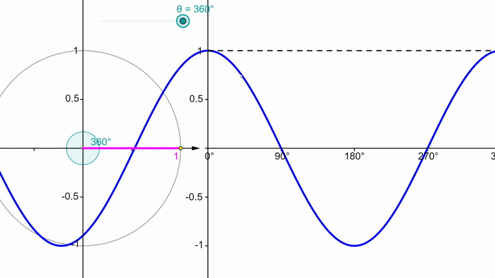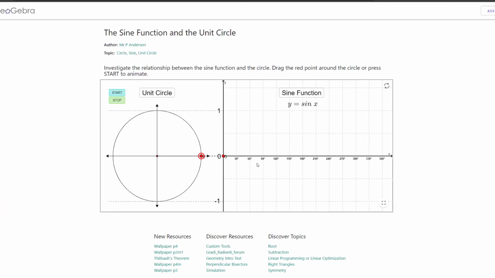Cái period, tiếng Việt gọi là chu kỳ của hai cái function là sine và cosine thì nó đều giống nhau, và nó chính là 360 độ.